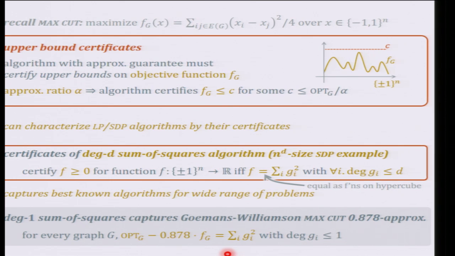In particular, this is the way that degree 1 sum of squares captures the Goemans-Williamson approximation algorithm for max cut. The Goemans-Williamson algorithm is the best known approximation algorithm for max cut, and it achieves a 0.878 approximation for the problem. So here's a way to capture that. It turns out that for every graph G, if you look at the function optimum value of G, which is a constant, minus 0.878 times the objective function for G, now you have a function on the hypercube, and this function is equal to a sum of squares of linear functions. This is true for every graph: you can find linear functions such that this is true. And this is an equivalent way of saying that degree 1 sum of squares achieves a 0.878 approximation for max cut.